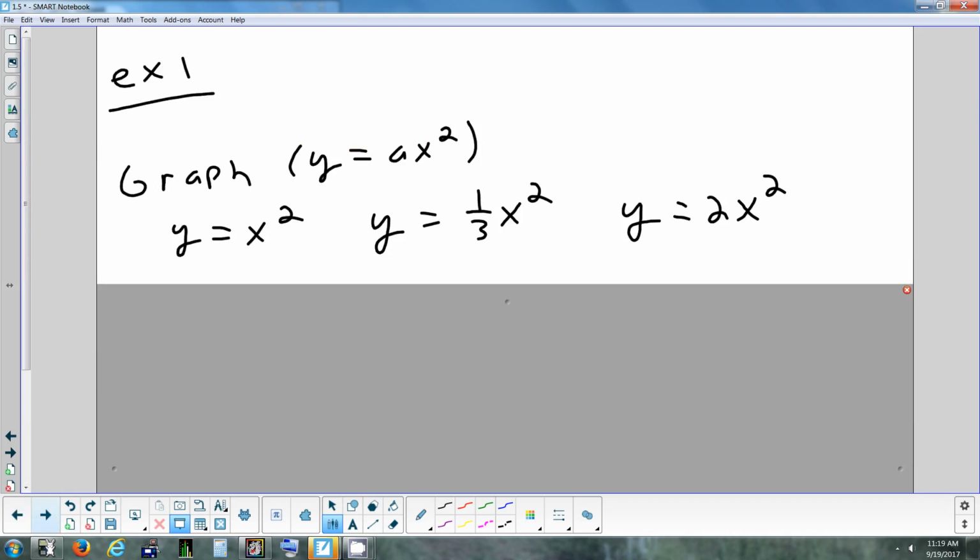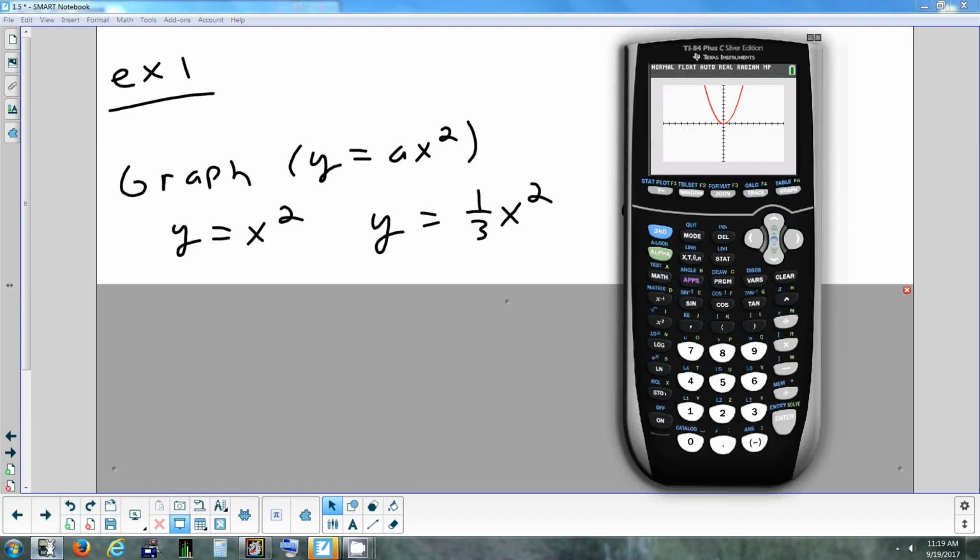All right, so we'll graph some of these and see what happens if you put a number in front. Does anyone have a guess what putting a number in front of x squared is going to do? It's going to do something to the picture of the U shape. Yep, it's going to change how wide it is. So let's try it and see what happens. So we've got x squared. Let's put in 1/3 x squared.